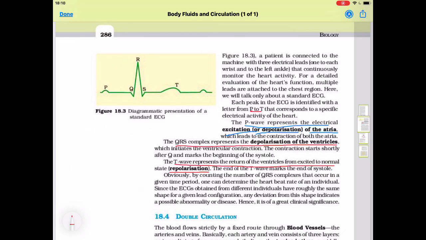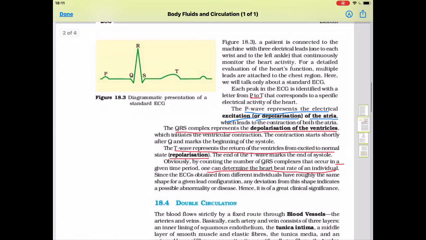The T wave represents the return of the ventricles from excited to normal state, that is repolarization. The end of the T wave marks the end of the systole. By counting the number of QRS complexes that occur in a given time period, one can determine the heartbeat rate of an individual. How many QRS peaks are present in 1 minute in the graph, then we can calculate the heartbeat of that person. Since the ECGs obtained from different individuals have roughly the same shape for a given lead configuration, any deviation from this shape indicates a possible abnormality or disease. Hence, it is of great clinical significance.